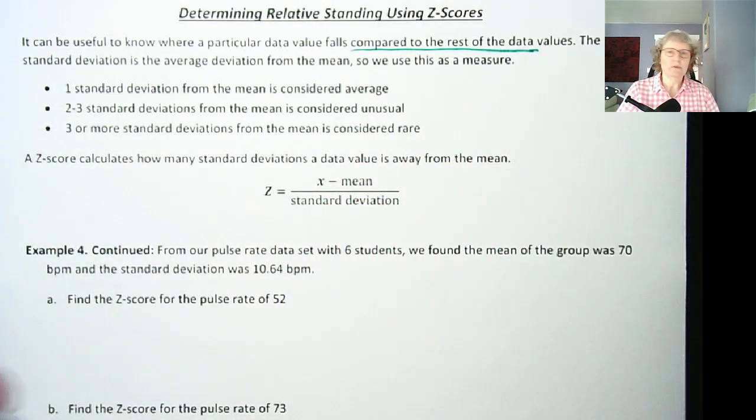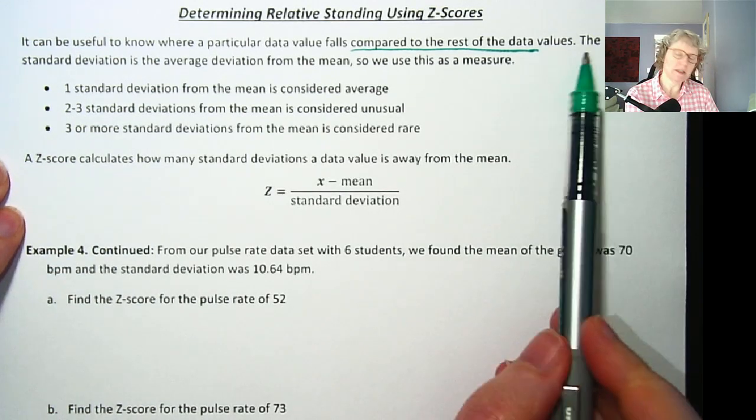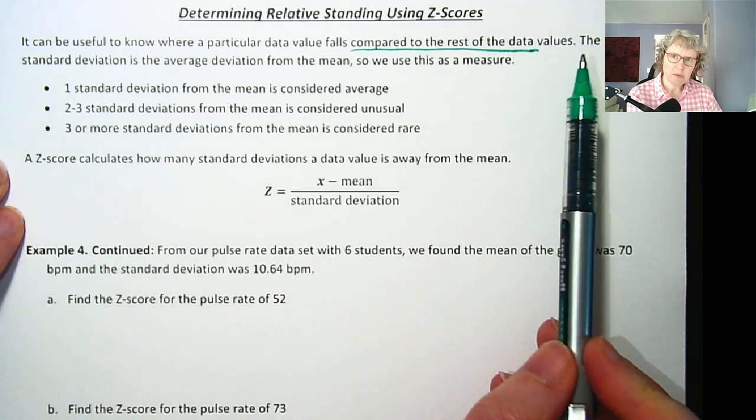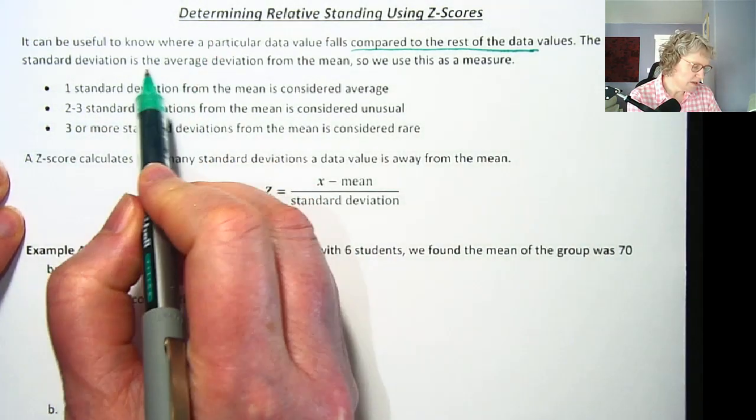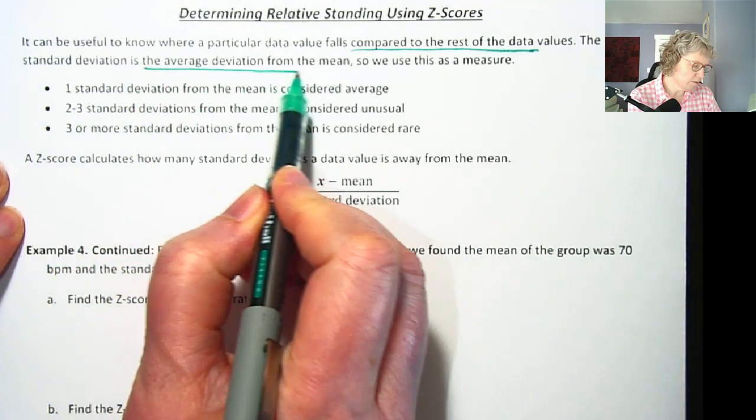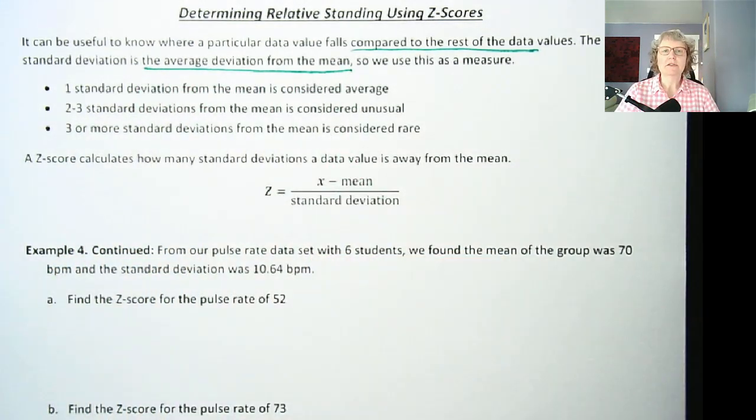Sometimes a particular number by itself doesn't mean a lot, right? But when you compare it to a group, then it becomes more meaningful. So a z-score is one way of doing that. Remember how we calculated the standard deviation, and we said the standard deviation is the average deviation from the mean. Okay, so we're going to use that as a measure.